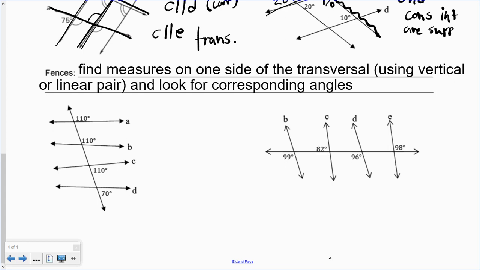Find measures on one side of the transversal, using vertical or linear pair. And then you look for corresponding angles. Go ahead and write that down if you have it there. All fences have two across from it. Fences have, you go across like that, there's two going here, and then there's one here. That's good. This is just the top. It's not a perfect analogy.